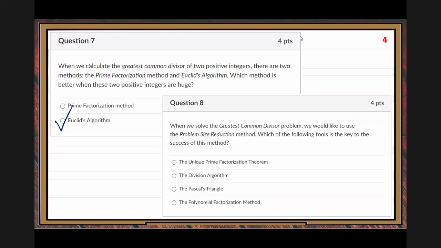Number 8. Greatest common divisor, but which tool we rely on? Division. We do problem size reduction by the division. That's it. Some easy questions, many easy questions, but you need to follow the lecture closely.